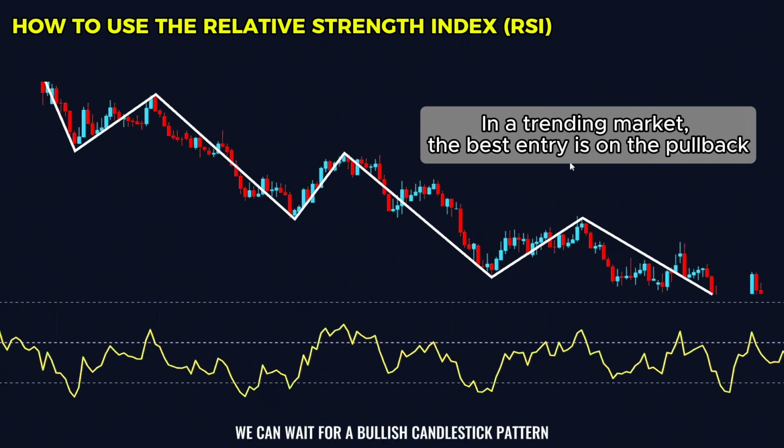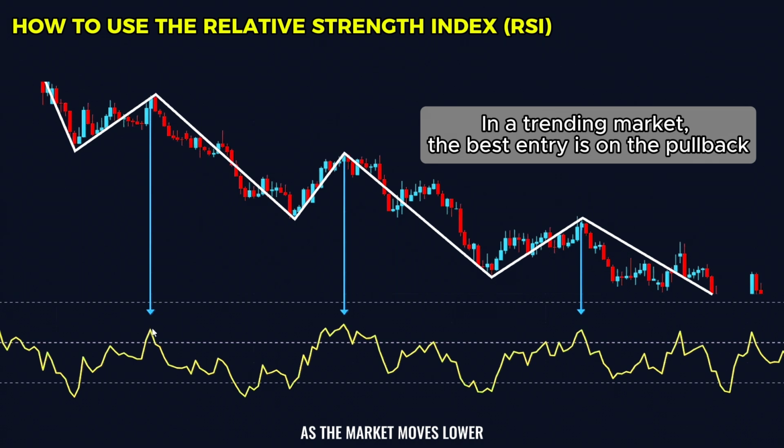For example, we can wait for a bullish candlestick pattern, or we can wait for the price to break above the previous high. Once the confirmation appears, we can enter a buy trade. After that, the price continues moving higher. Now let's look at a downtrend. The concept is exactly the opposite.